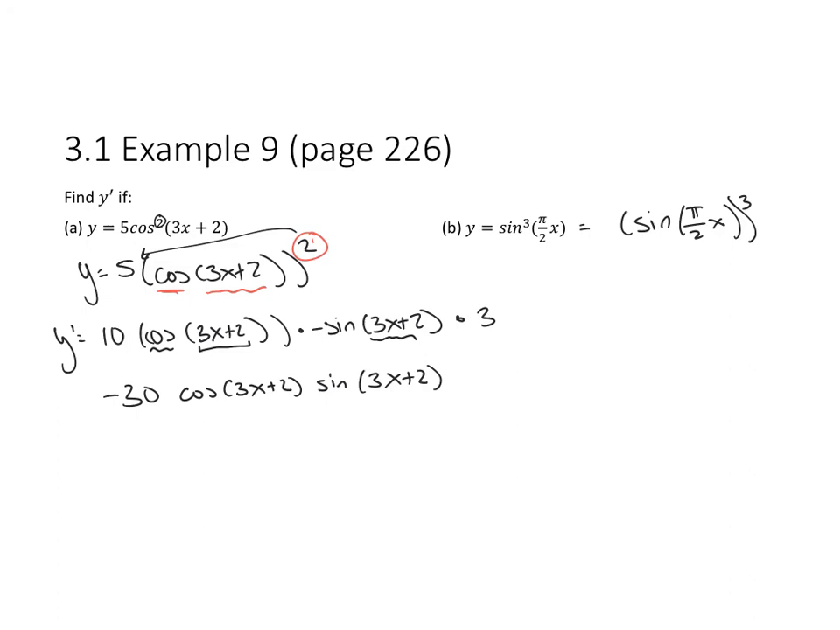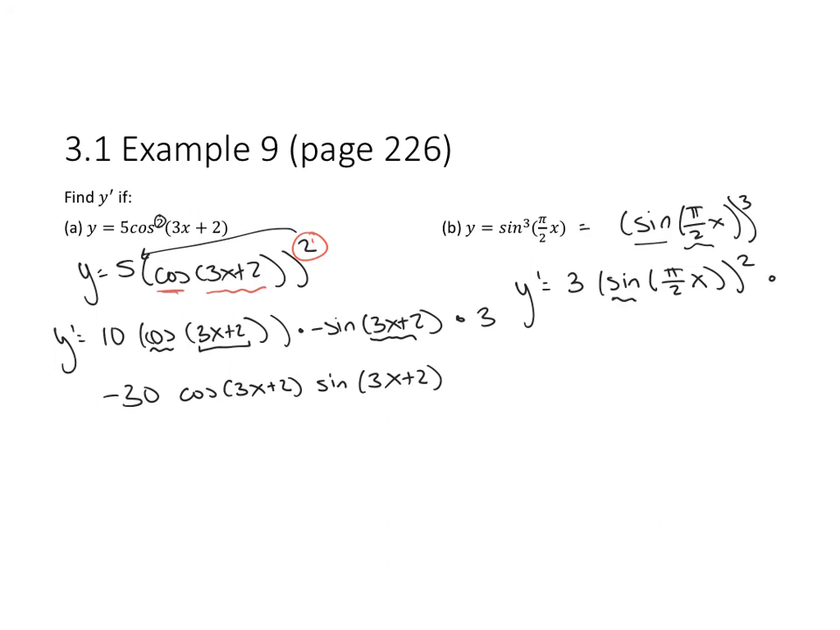So now, again, I'm going to have two babies here. I have my sine baby, and then I have my pi over 2x baby. So we'll just take it step by step, and the first thing I'm going to do is move the cubed out. So 3 comes down, and then I have sine pi over 2x squared. Nothing happens to the babies on the inside yet. When I handle the outermost function, everything inside stays the same.